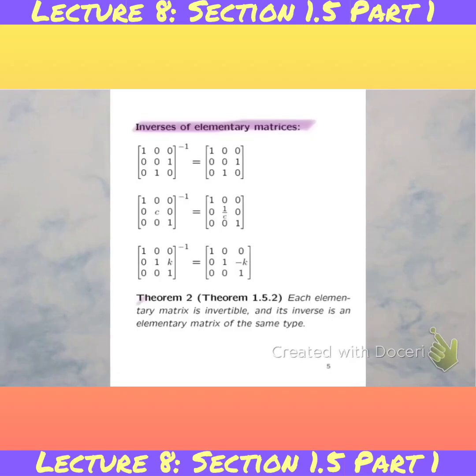Okay, so basically those three examples illustrate Theorem 2. That is that each elementary matrix is invertible. We know when you have interchanging two rows, the elementary matrix stays the same, or the inverse of the elementary matrix is pretty much the same as the elementary matrix itself.